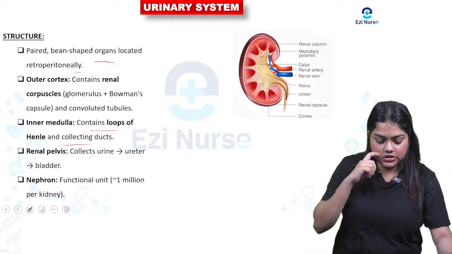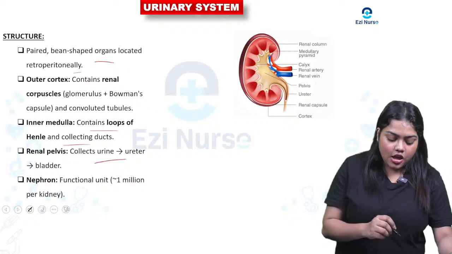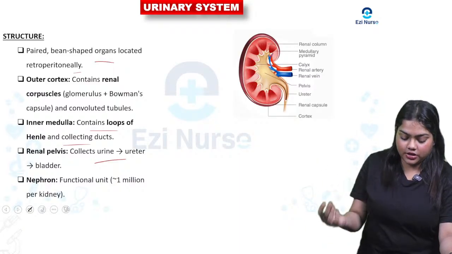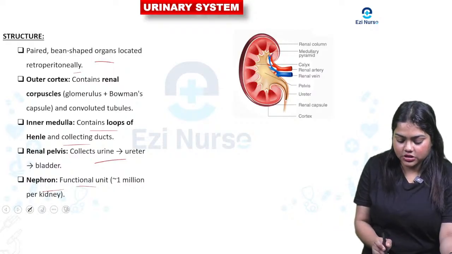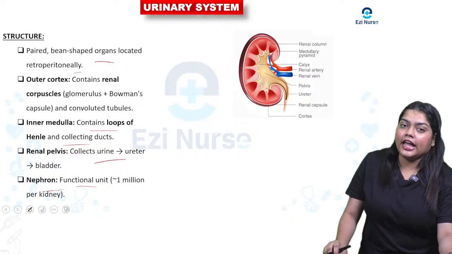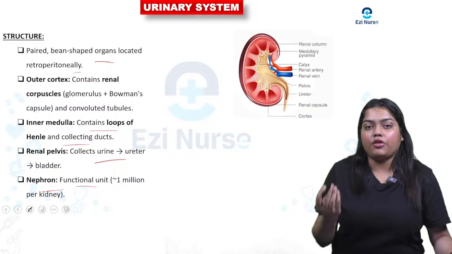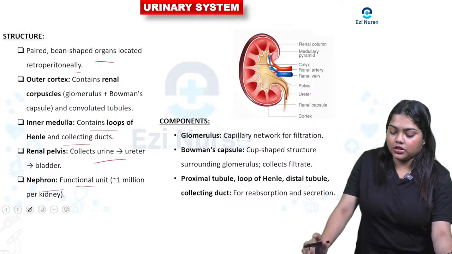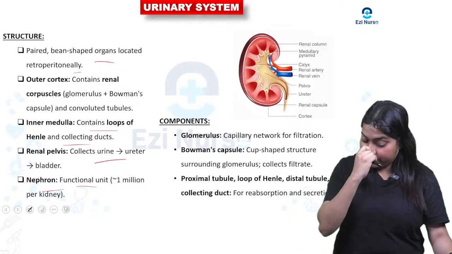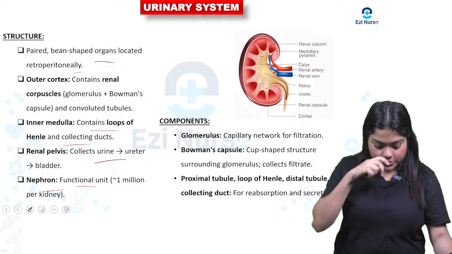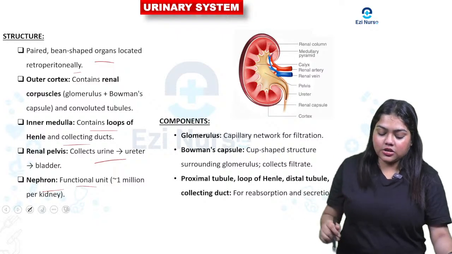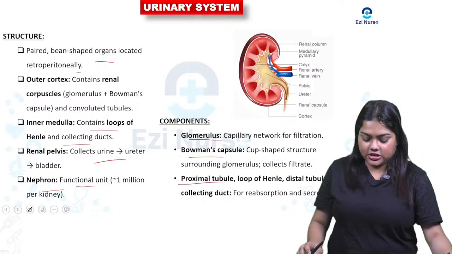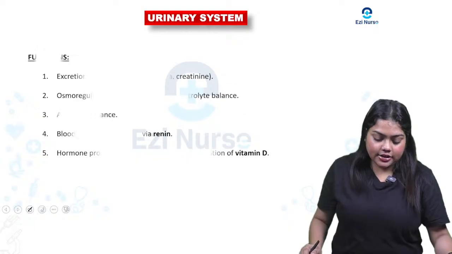The renal pelvis collects the urine and moves it to the ureter, and from the ureter it goes to the bladder. The nephron is the functional unit of the kidney, and one kidney has around 1 million nephrons. Okay, so what are the components of a nephron? Sorry, extremely sorry. The components of the nephron are the glomerulus, Bowman's capsule, proximal tubule, loop of Henle, distal tubule, and collecting duct.